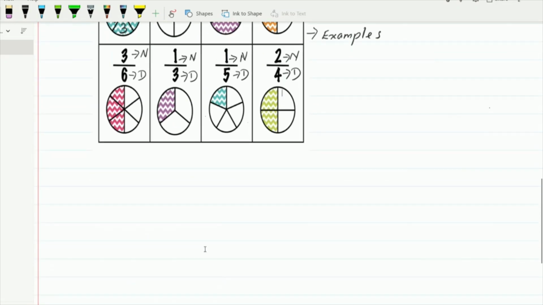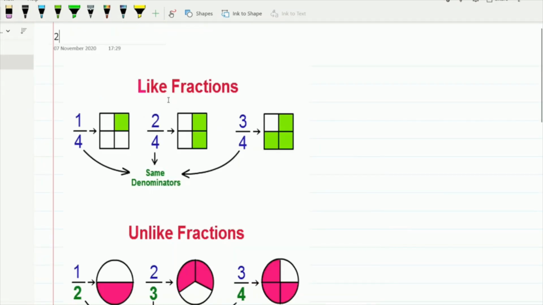Now we can go to the next topic, types of fractions. In types of fractions, the first one is like fractions. So I will write the heading, types of fractions. In that, the first one is like fractions. So what are like fractions? Here three pictures are given, and along with each picture, the fraction it represents is mentioned. In the first picture, we can see the fraction is 1 by 4.